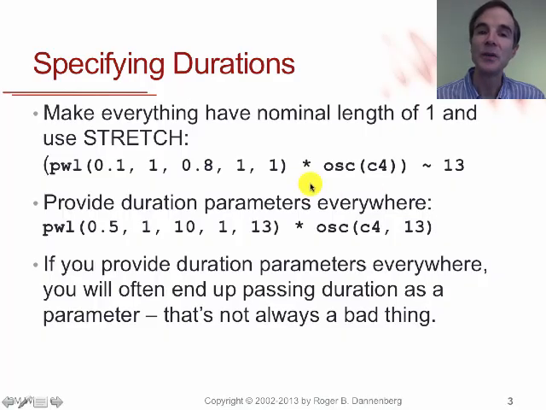The other thing we can do is provide duration parameters everywhere. So in the second example, we have PWL with length 13, just like in the beginning, and we multiply by OSC, but we explicitly give a duration of 13 to stretch it out to the right length. That works. You can provide duration parameters everywhere, but if you do that, then you'll end up passing duration typically as a parameter through lots of functions.